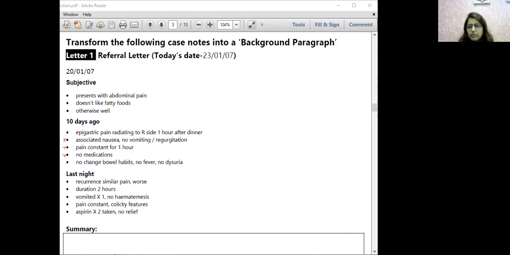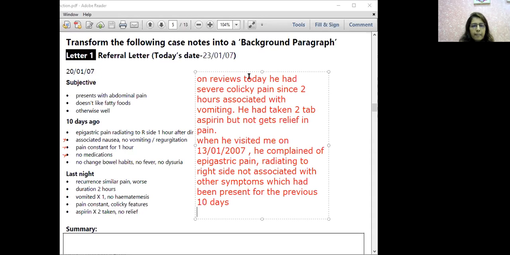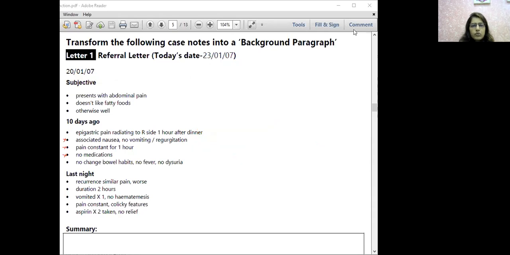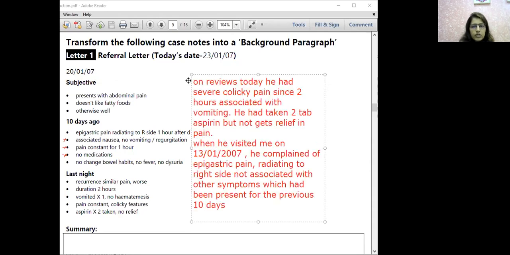Why would I write a review today? Because this is the first visit that they had, and I don't have any information about today. Today is the 23rd, you're writing the letter on the 23rd. Here you only have information about 21 2007. So using the term review is not appropriate.